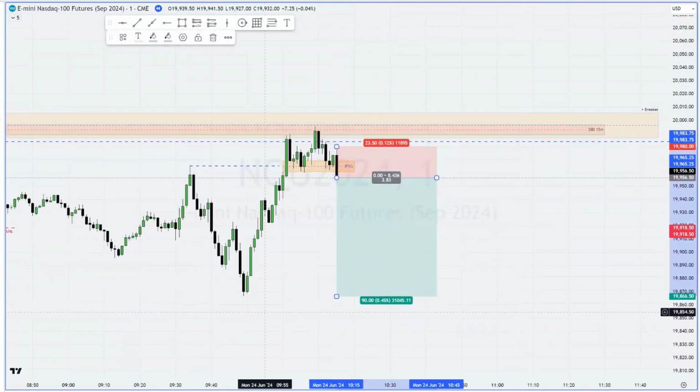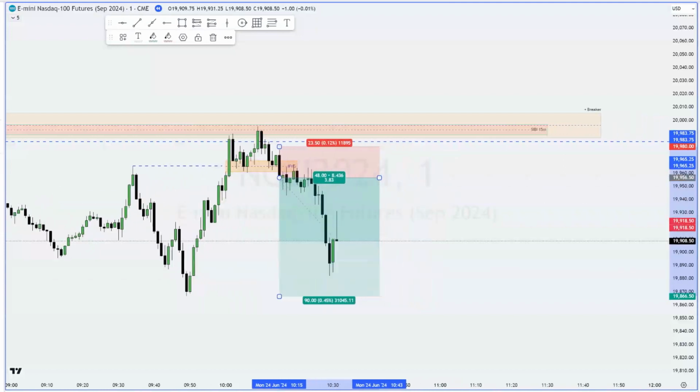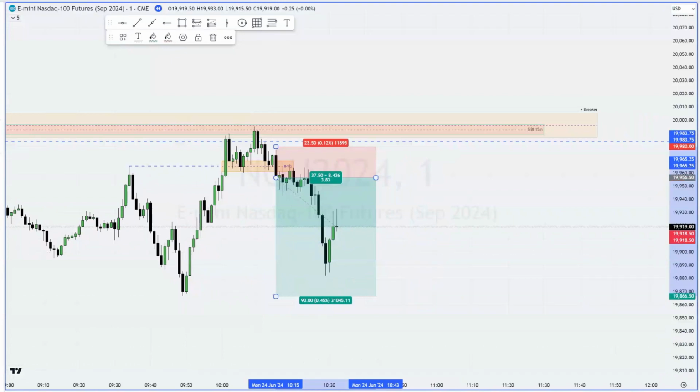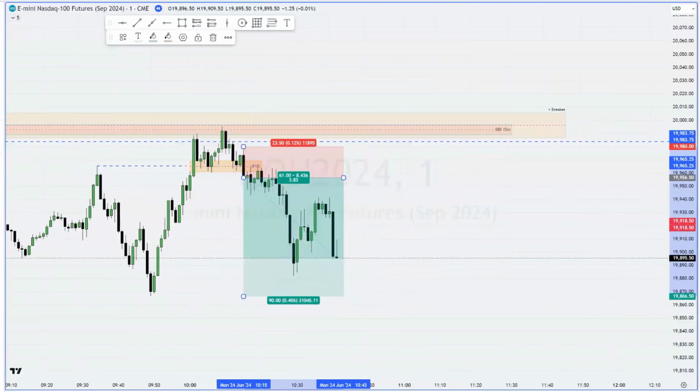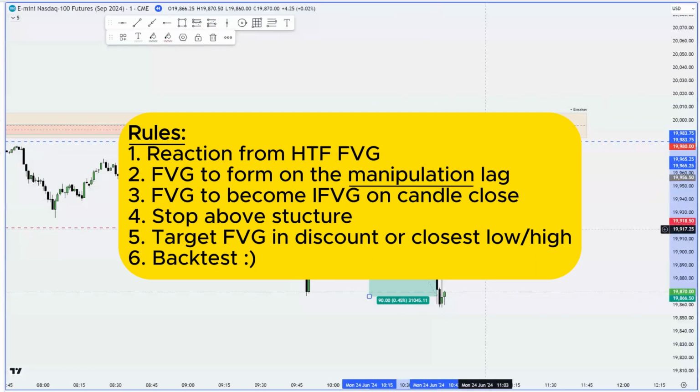As we can see, the graph made a super fast movement downwards, giving us all of our targets eventually. This one was great, 1.22, and this one 1.338.